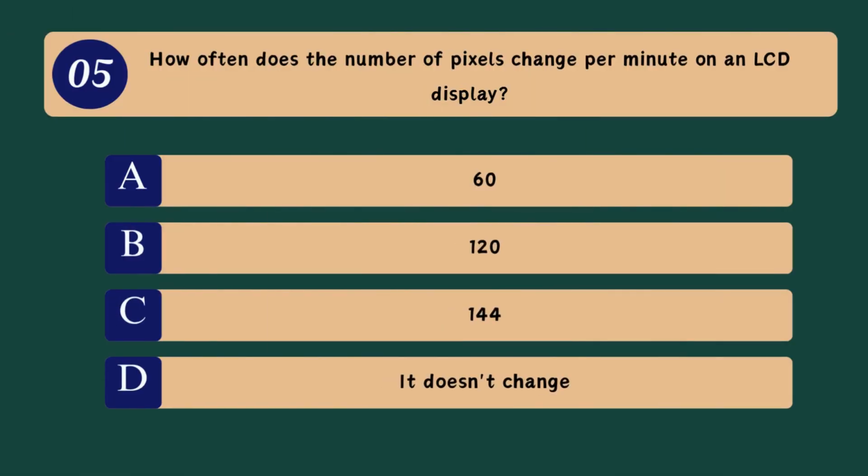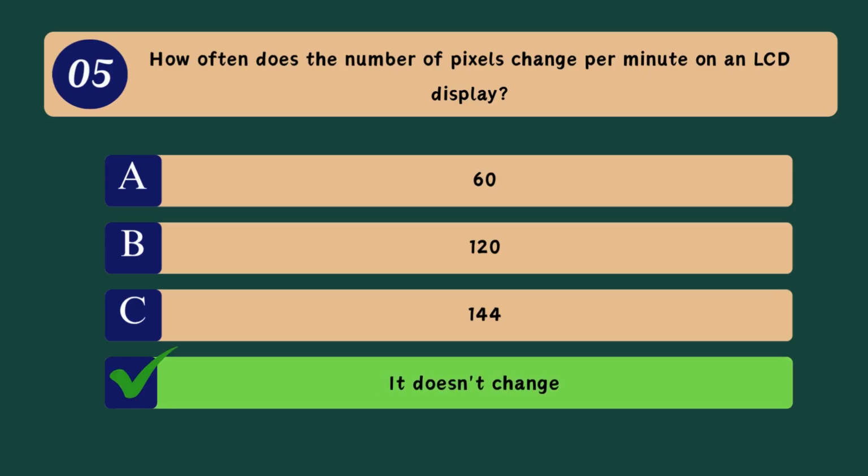Question 5. How often does the number of pixels change per minute on an LCD display? A. 60, B. 120, C. 144, D. It doesn't change.